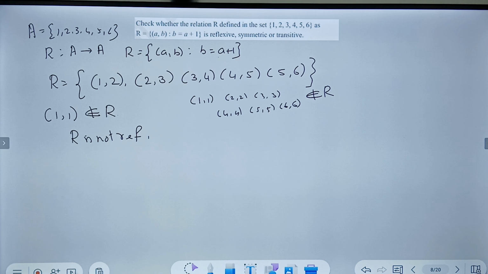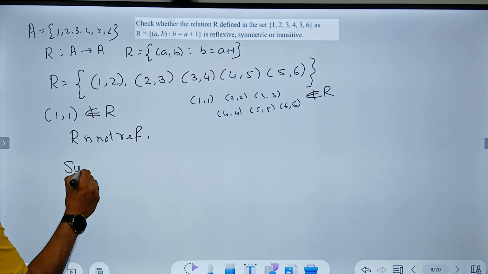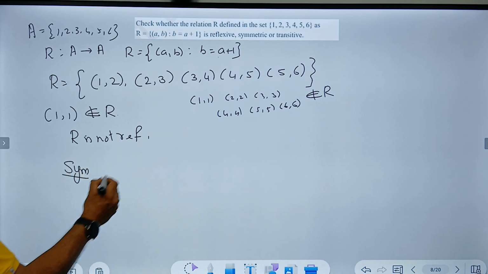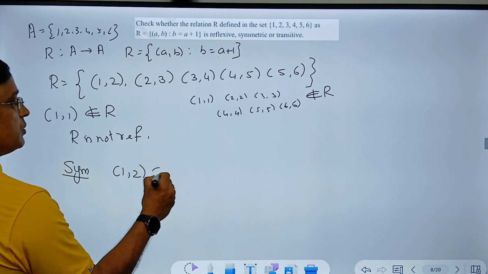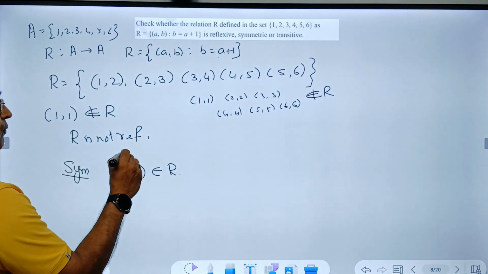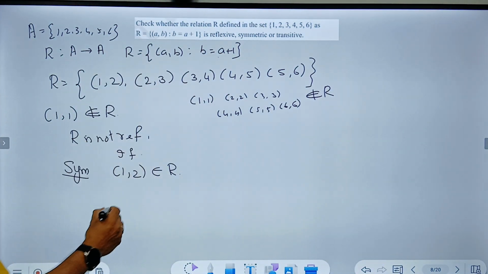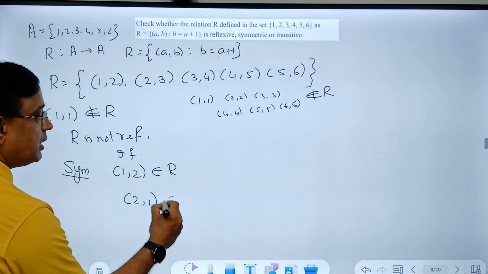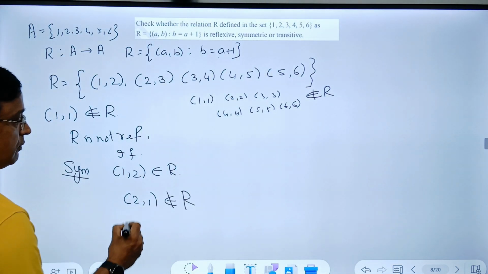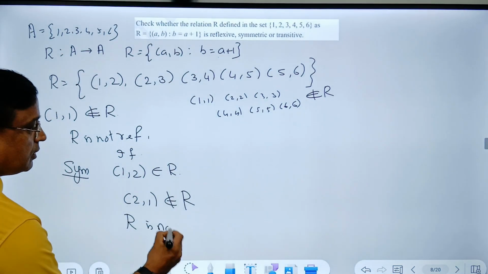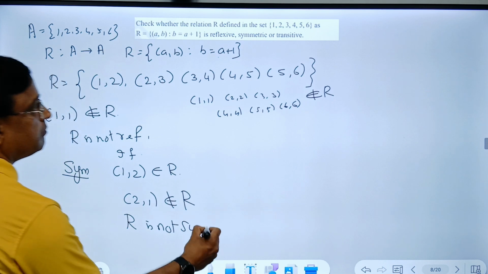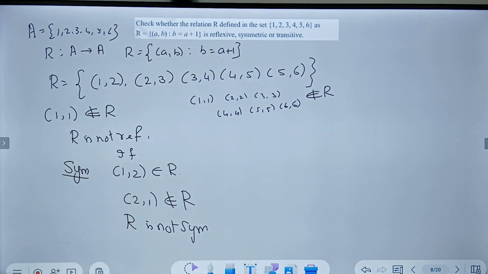Okay. Now let's go to symmetry. For symmetric, what happens? If I choose (1, 2) belongs to R, clearly (2, 1) is not available. Therefore, R is not symmetric. Perfect, isn't it? R is not symmetric.